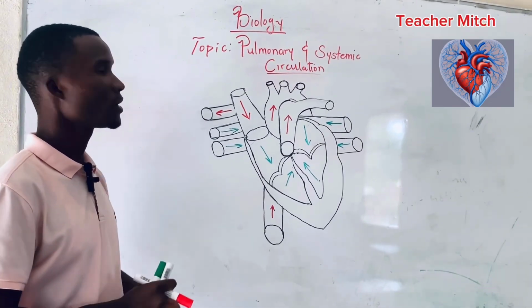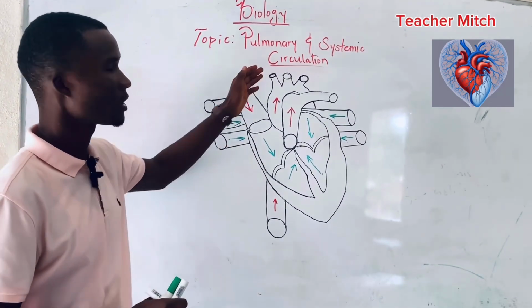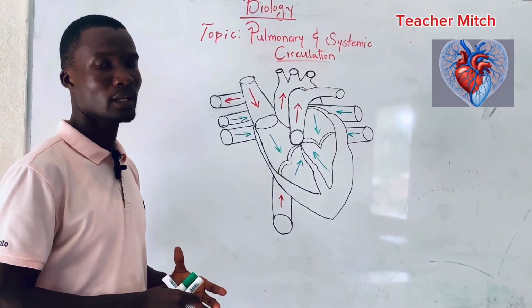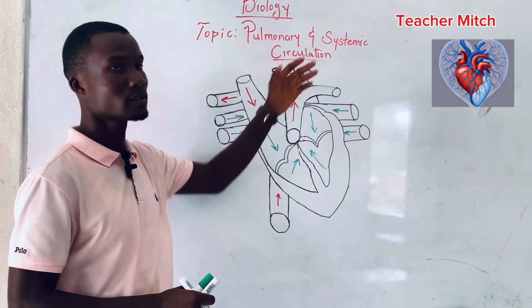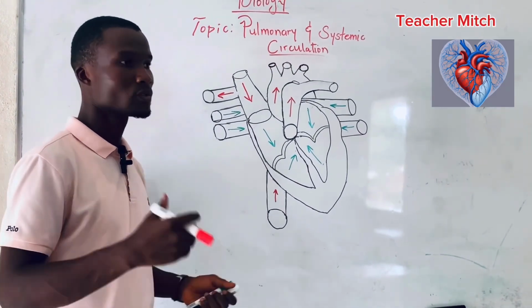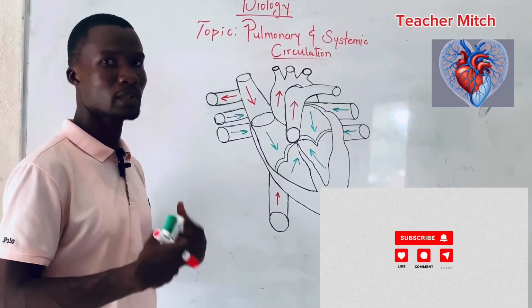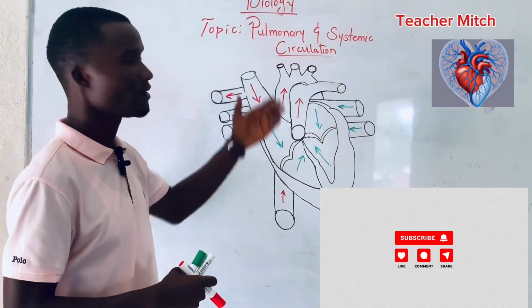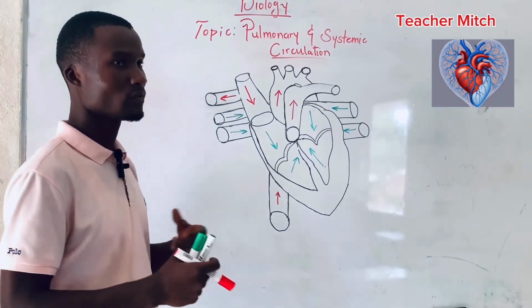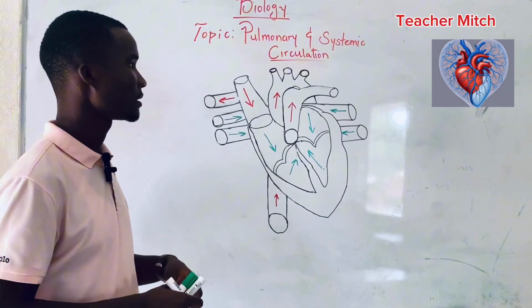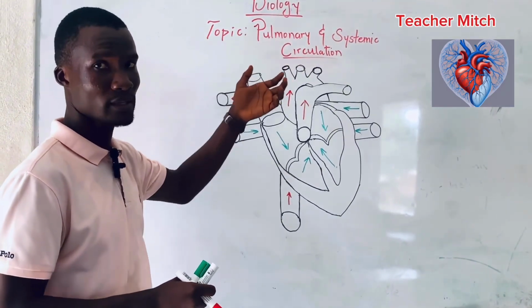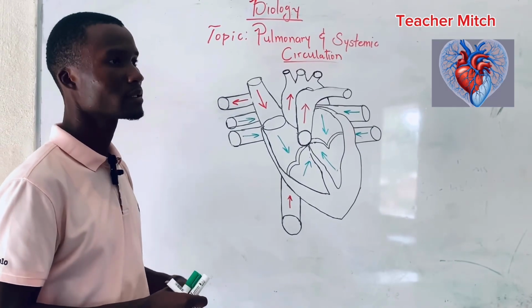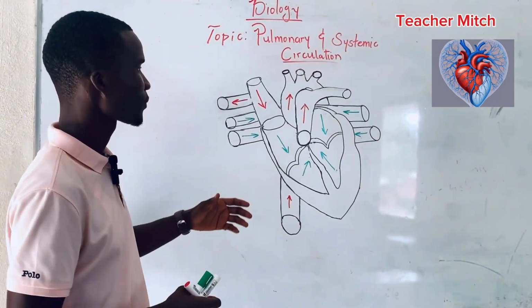So today we are going to be looking at the two types of circulation in the human body. We have pulmonary circulation and systemic circulation. These two types of circulation occur within the body and they are very important to the survivability of an organism. So we're going to be looking at them. What is pulmonary circulation and what is systemic circulation?